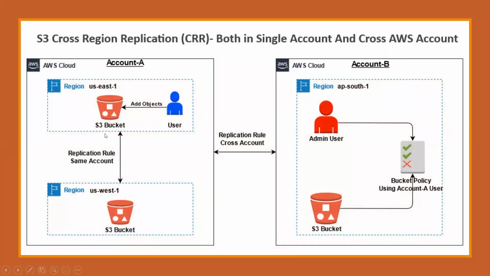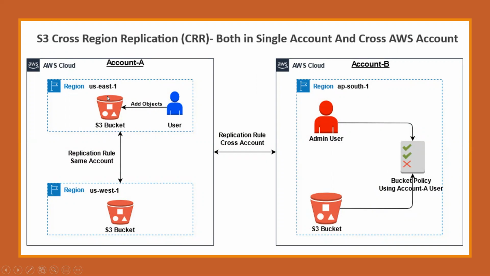This is the diagram where you can see we have two accounts, account A and account B. In account A, we created two buckets in different regions: the first in US East 1, the second in US West 1. In account B, we created one bucket in AP South 1. Here we will apply the bucket policy on that S3 bucket, using the account A user, as we discussed in the last video on bucket policies.